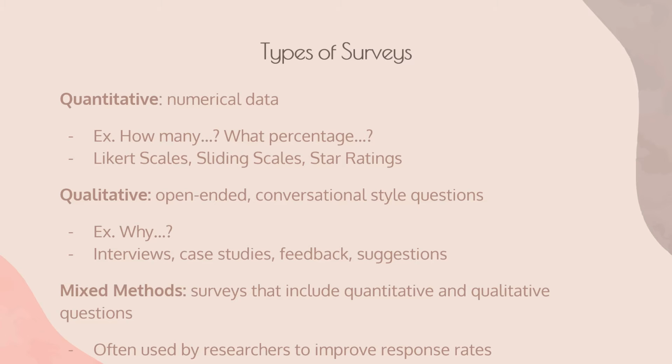We are going to talk about the different types of surveys. There are three. The first is quantitative, which deals with numerical data. So examples of these type of questions would be how many or what percentage. And some of the types of questions that use this would be Likert scales, sliding scales, and star ratings.